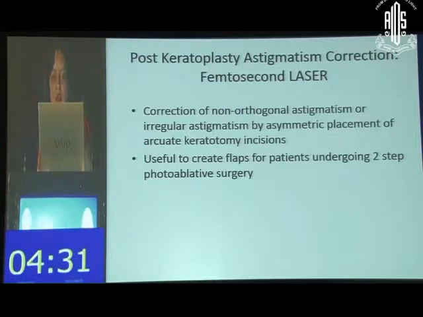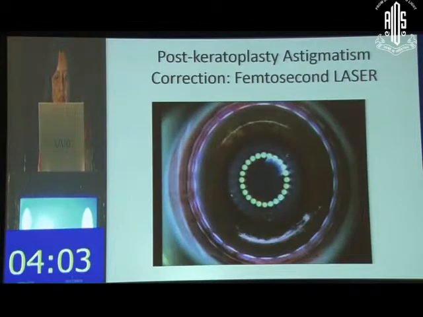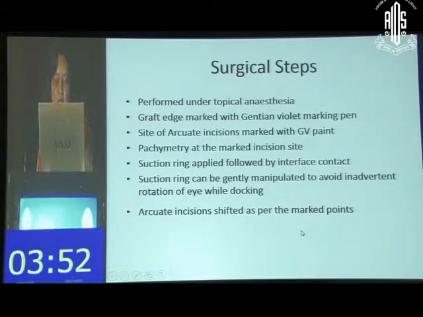In these cases, it is also useful to create flaps for patients undergoing a two-step photoablative surgery, something which was described even in those cases where femtosecond was not used to create the flaps. In stage 1 you just lift the flap and see how much residual correction of the astigmatism occurs, and 6 weeks later you lift the flap, and if there is any residual astigmatism, then that can be dealt with by the ablation. Now, in cases of post-keratoplasty astigmatism, these are the arcuate keratotomies that you see, and this is done under topical anesthesia.